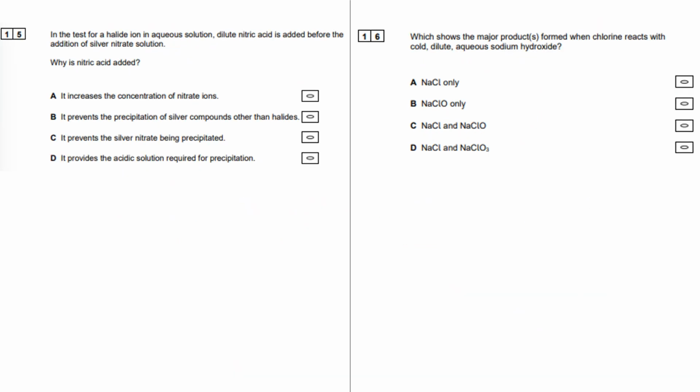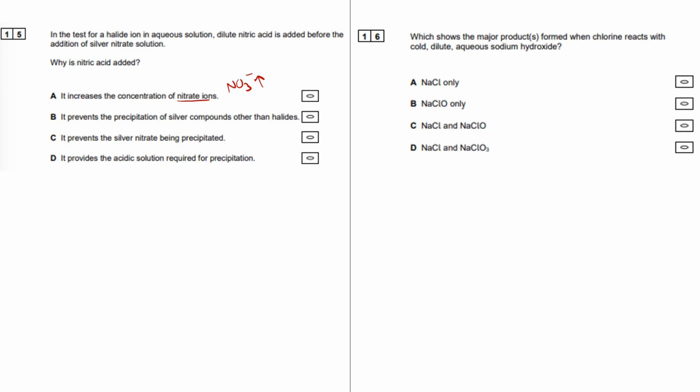On to question 15. In the test for a halide ion in aqueous solution, dilute nitric acid is added before the addition of silver nitrate. Why is nitric acid added? Statement A: it increases the concentration of nitrate ions. Well, the concentration of nitrate ions increasing has no effect on the precipitate. Nitrate ions, when they form compounds, are always soluble. So that's irrelevant in this question.